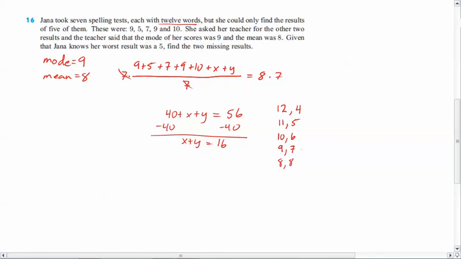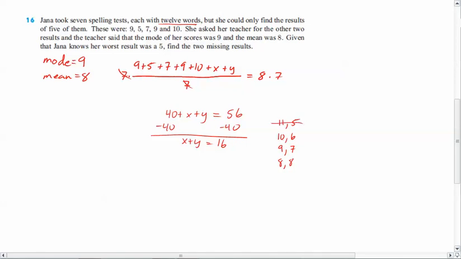Let's see if we can go through and cross some of these out now. Now we know that the worst result was a 5, and so that means it can't be this one right here. All right, so there it goes. It's gone. All right, what else can we take out? Well, if I had an 11 and a 5, that would mean I have 2 5s and 2 11s. That's a problem because then the mode is no longer 9, so we got to take out that one.